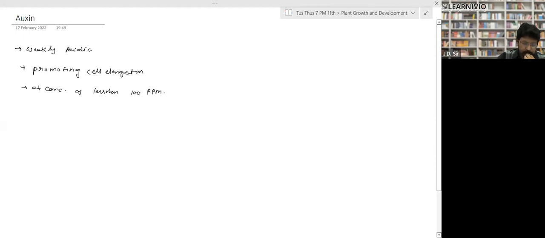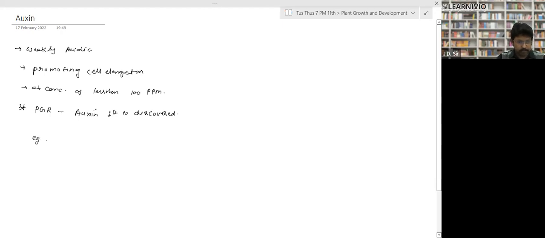Next point. Among the growth regulators, auxin was the first to be discovered, right? Now, start noting down the function of auxin. And what are the natural auxins? So there are some natural auxins. So what are those? Indole acetic acid.